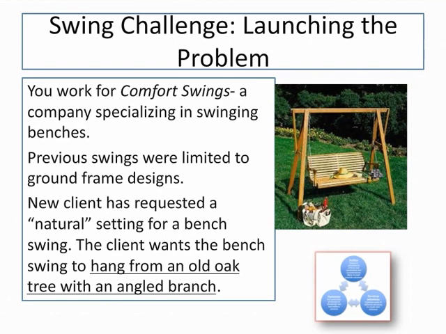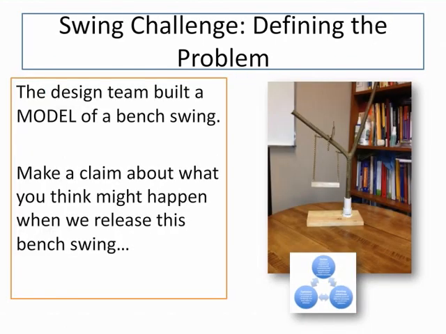So she wants our company to help design a bench swing that would hang on this angled branch in her old oak tree. So our team at Comfort Swings built a model of this, and you can see the model in the picture here. We have our tree with an angled branch, and we have this bench type of swing. So with your elbow partner, I want you to just make a claim. What do you think is going to happen when I show you a video of testing that swing right there? What might happen when we pull this swing back and release it?